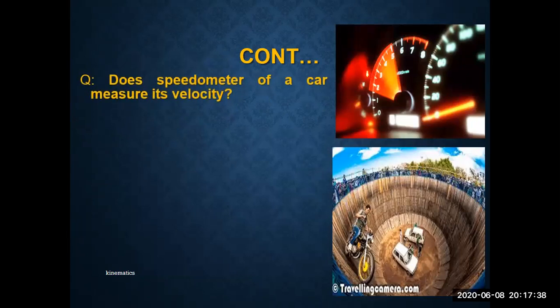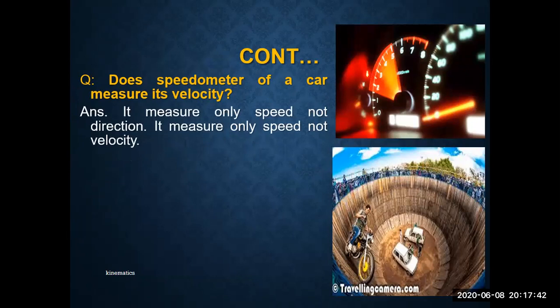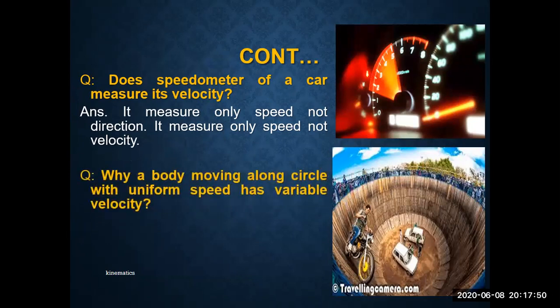Then it's what speedometer of a car measures its speed. It measures only speed, not direction. Function of a speedometer: it measures only speed, not velocity. Why does a body moving along a circle with uniform speed have variable velocity?